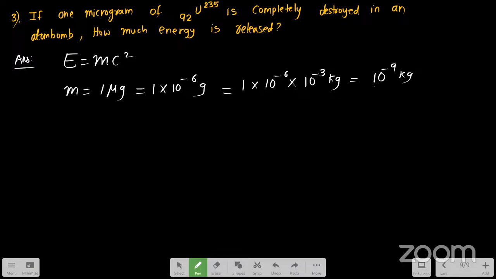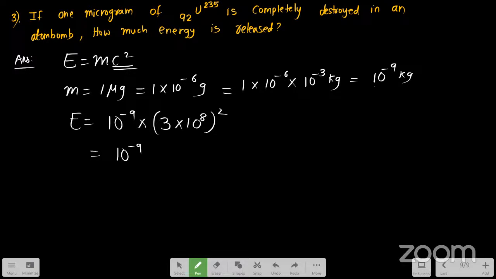Now just substitute the values. E is equal to mass, which is 10 power minus 9, and what is the value of c? I hope everyone knows the value of c: 3 into 10 power 8, whole square. So what will this become?